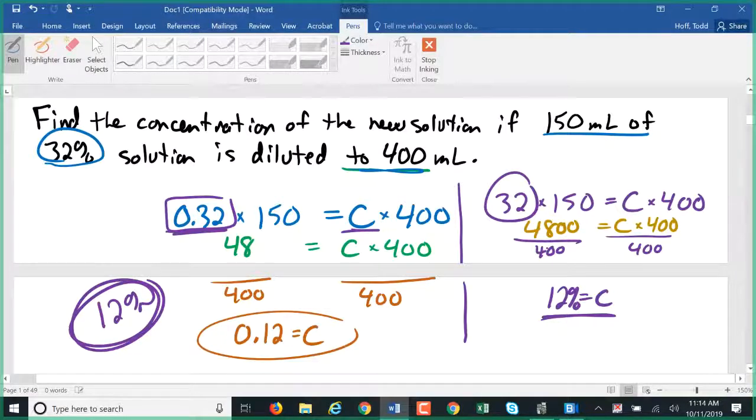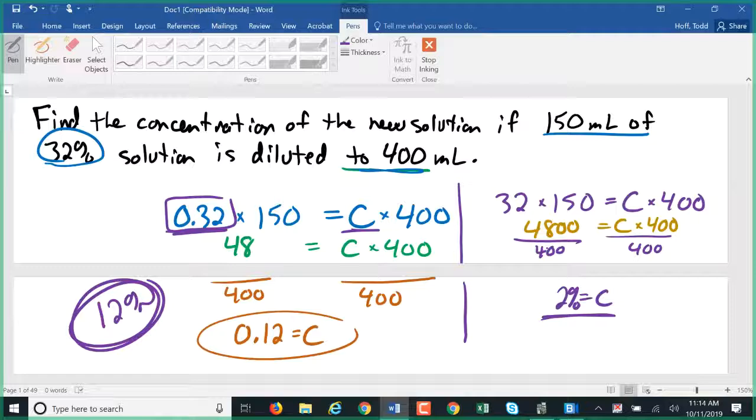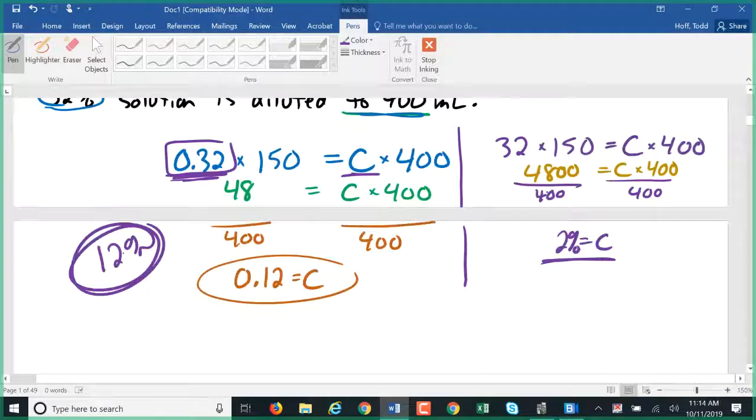So as long as we either change both of them to a decimal or keep both of them a percent, it'll work either way. It's just ingrained in me to change my percents to a decimal, so that's the way I'm normally going to do it. The main reason for that is if you're just strictly using that concentration formula, then it has to be in a decimal.